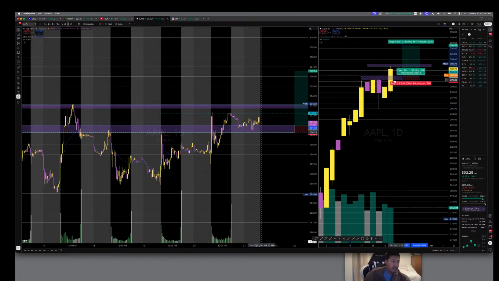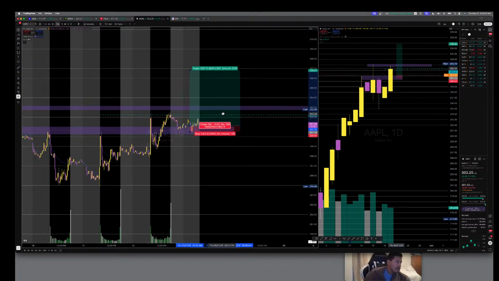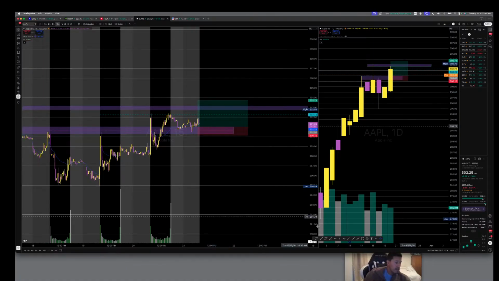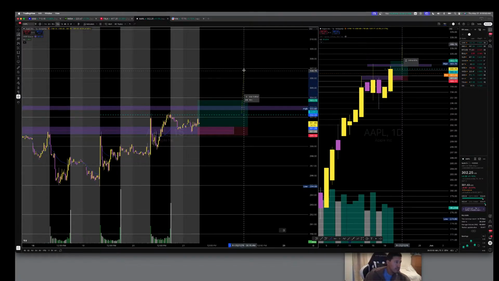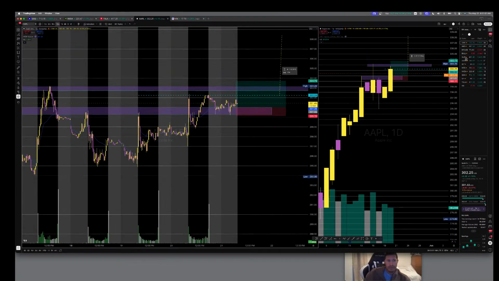Okay, it's unnecessarily large. Put it right there. Stop range about $1. And we got a 3 to 1 ratio. From here you can do a 3% move, or 2. 2 is more reasonable. Apple's kind of like QQQ, you know?